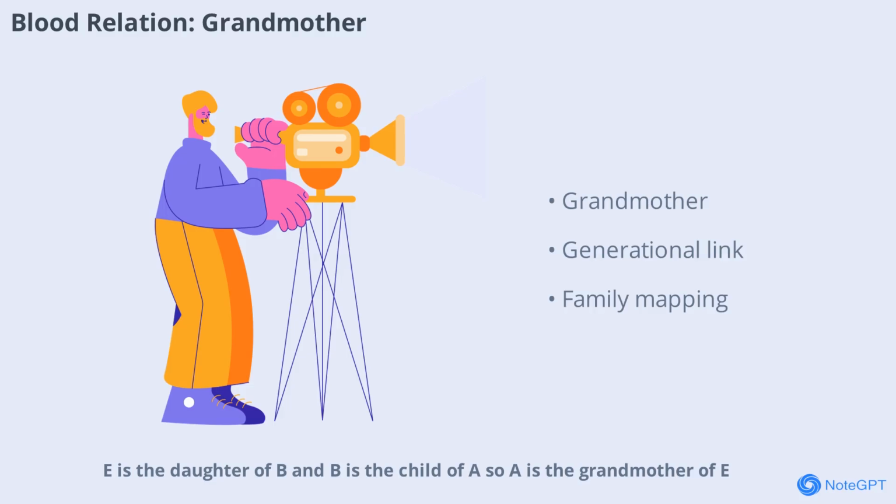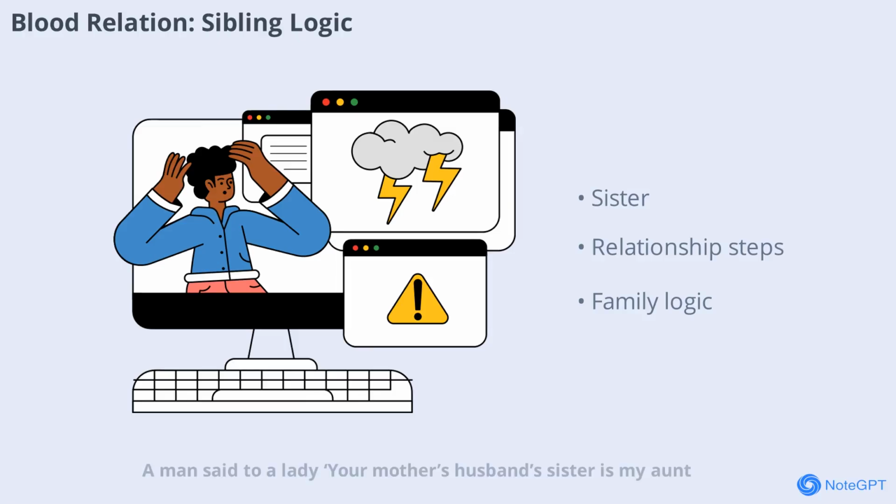A man said to a lady, "Your mother's husband's sister is my aunt." The answer is sister. The lady's mother's husband is her father and his sister is her aunt. Since this person is also the man's aunt, they are siblings. Careful analysis of each relationship step is key.